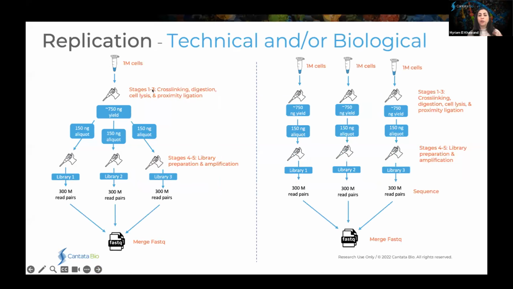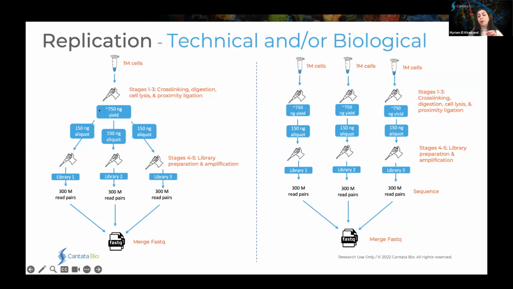And usually to go through stage 3, or the proximity ligation reactions, you're going to input around 1,500 nanogram of chromatin into those reactions. And we expect that at the end of stage 3, when you've completed your reactions, you're going to recover around 50% of the DNA you started with. So in this case, we're going to recover around 750 nanogram of DNA. In order to complete the workflow and generate your library, you only need a 150 nanogram aliquot per library conversion.